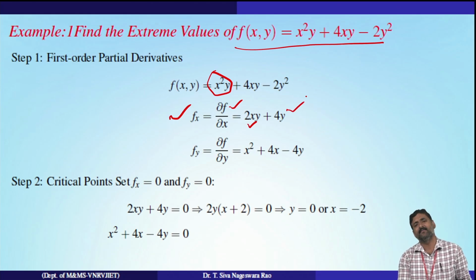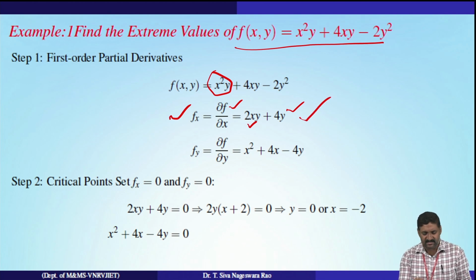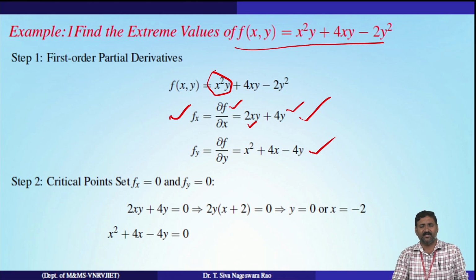So, 4y. Now, what is the derivative of minus 2y square with respect to x? Because y is constant, its derivative becomes 0. So, fx value is 2xy plus 4y. Similarly, calculate the partial derivative of f with respect to y. That is, fy is equal to x square plus 4x minus 4y.